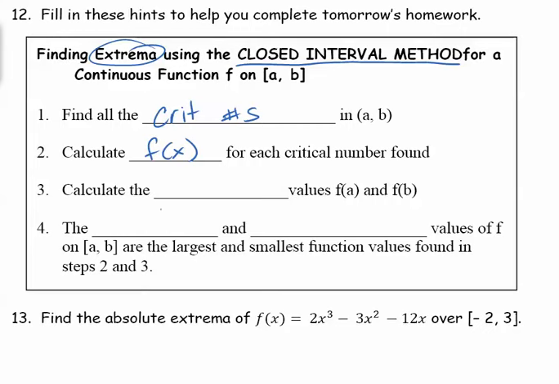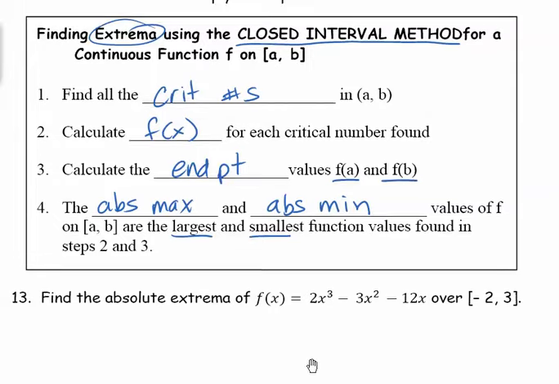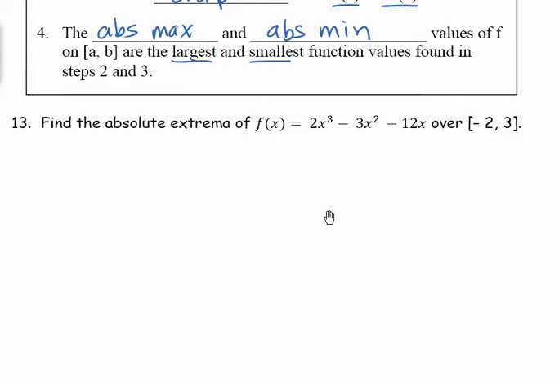Oh, I'm sorry, I'm not reading ahead here. F of A and F of B, I guess that's pretty clear. Those are the y coordinates. So I think all we need to say here is endpoints. All right, and then we know that the global or absolute max and the absolute min, I'm doing that in this order so that it matches relative terminology here. The absolute max and absolute min are the largest and the smallest of the values that we found. So let's see what these 4 steps do here in question 16.